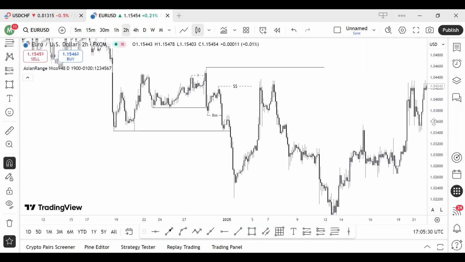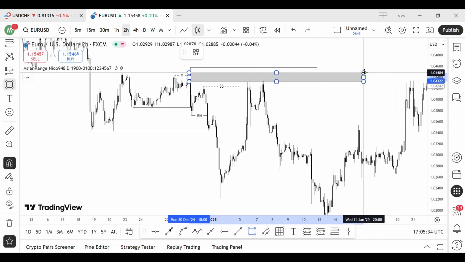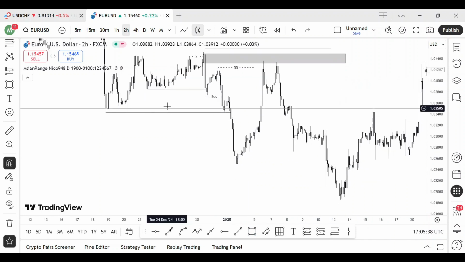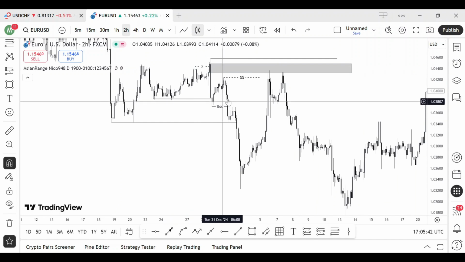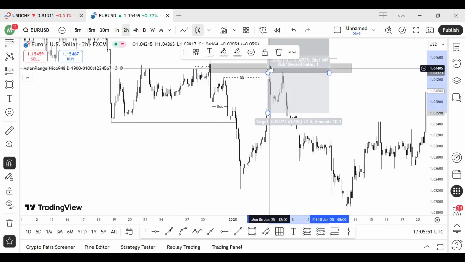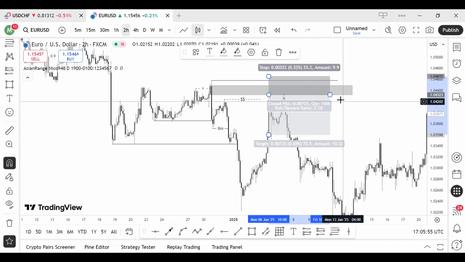And how do we choose our POI? A supply zone. In this case, this zone here. We pick out this zone. Price has already met our criteria: a sweep of the previous high, a break of structure to the downside, a liquidity, then a supply zone. What do we do? We set our limit order here, start above this high.